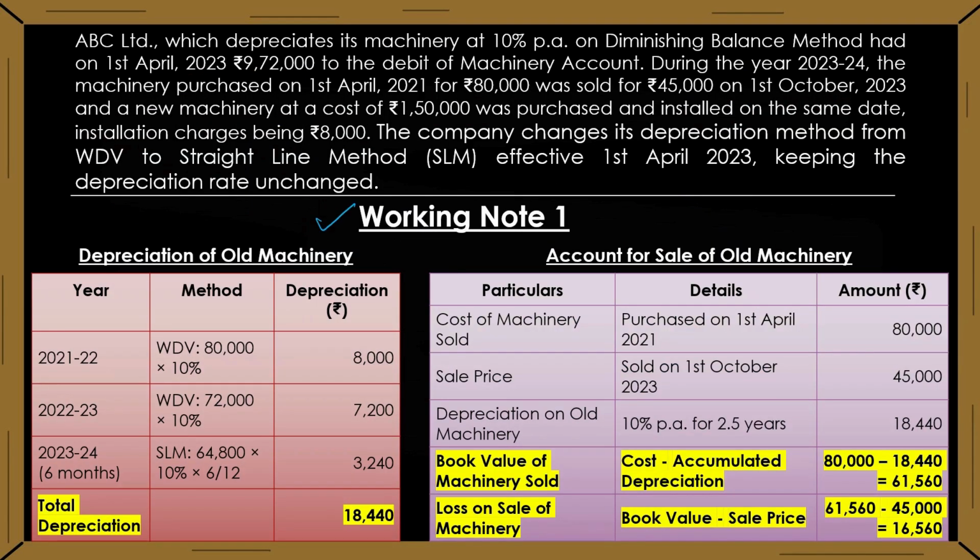This is the working note 1 which we did previously. From here, we are going to take the depreciation for 23-24 for the sold machinery. Since the machinery account which we are doing is only for 23-24, we are taking the depreciation only for 23-24. That is for 6 months which we calculated. That comes to 3,240. And loss on sale of machinery, we calculated it as 16,560. That will also be taken to the machinery account.